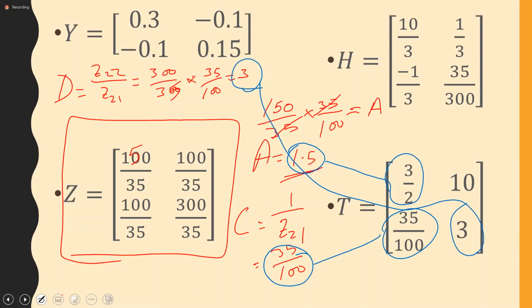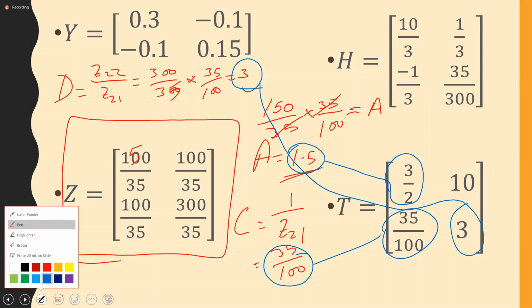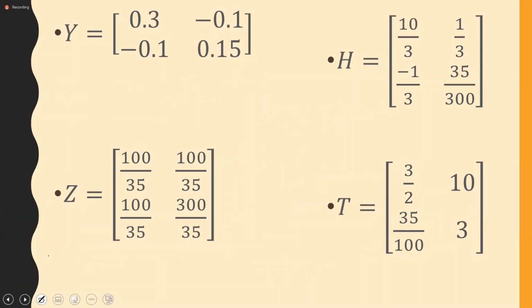Everybody following what we have done so far? Because I'm going to erase what I have on the slide. Yes, sir. All right, cool. Let me just remove all the ink. Remember that this is 150.